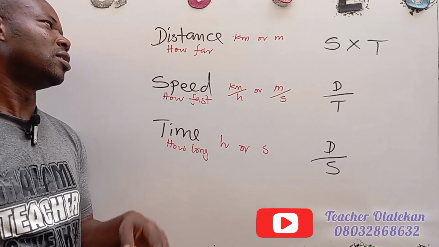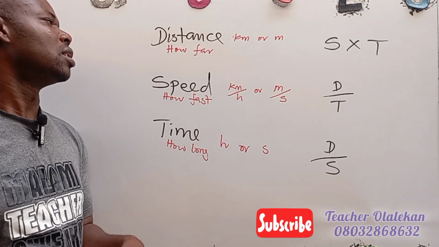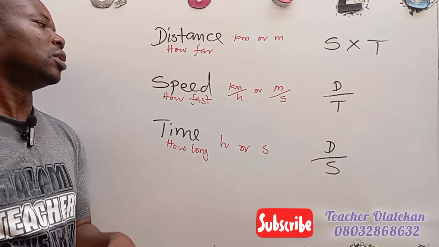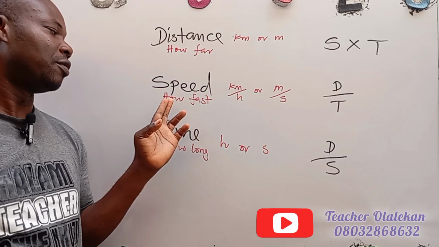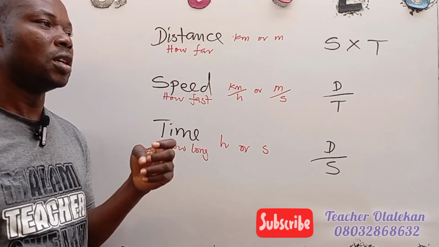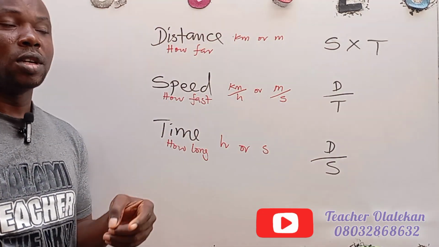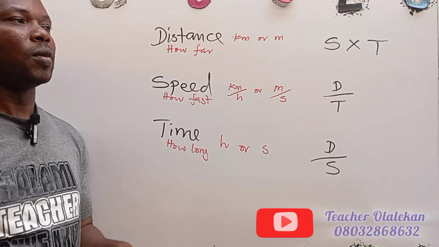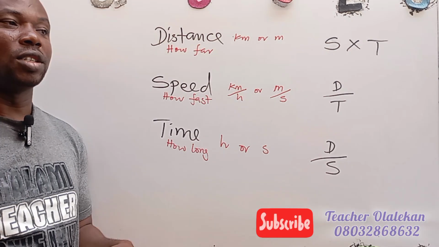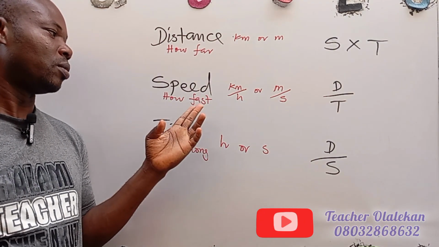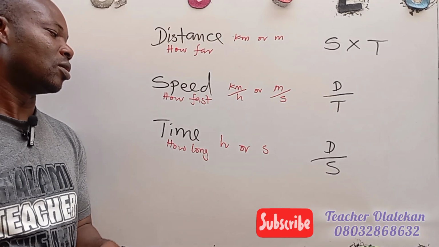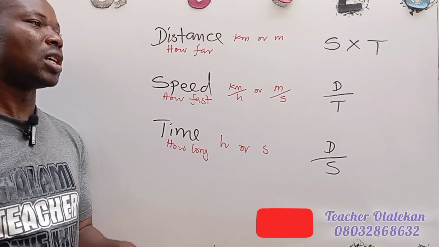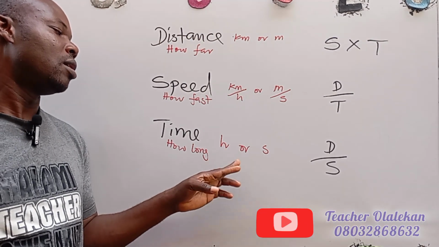And do not forget, distance is how far, and it's measured in kilometers or meters. Speed is how fast the object is moving, whether a car or a train. We have the electric train that moves faster than the normal locomotive trains, and aircraft are faster than each other. So speed has to be in kilometers per hour or meters per second. While time is how long it takes, and it is mostly measured in hours or seconds.